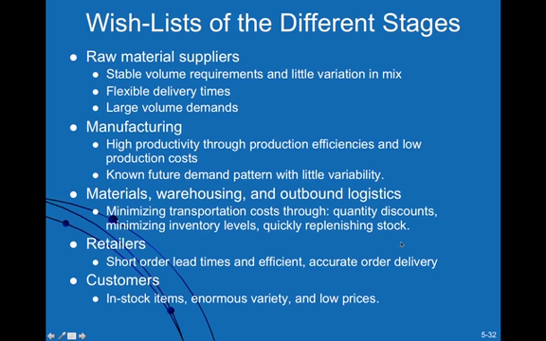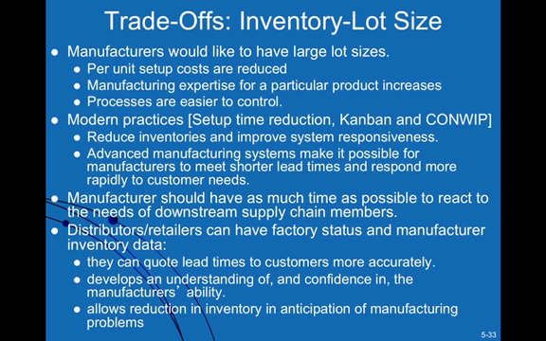Right? Customers want in-stock items. They want a lot of variety. They want low prices. Well, variety and cost: sometimes, the greater the variety, the greater the cost. The greater the variety, the greater the uncertainty. Greater uncertainty requires safety stocks, and then safety stocks, of course, drive costs up, and so on. So these different stages all have their own objectives, and sometimes those are not necessarily met very easily. Right?